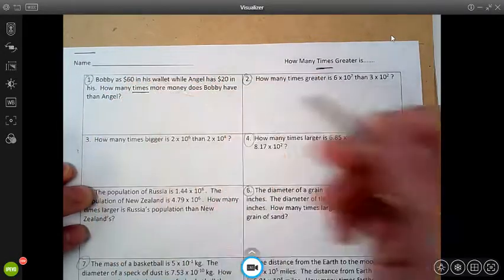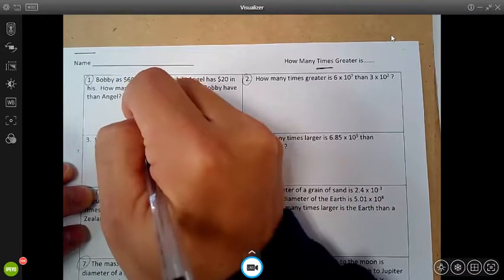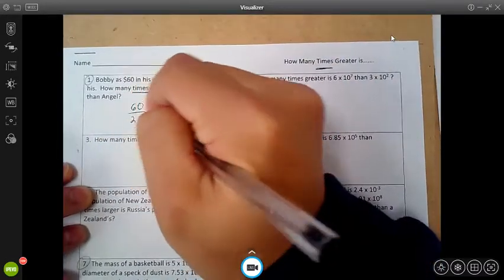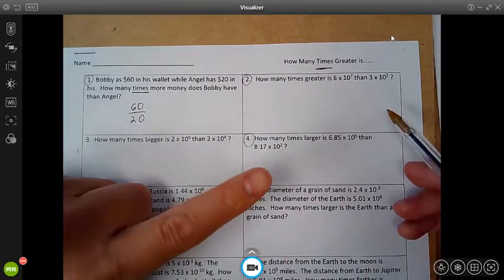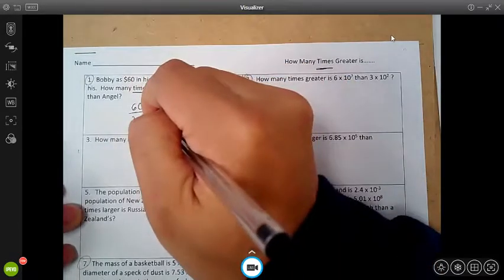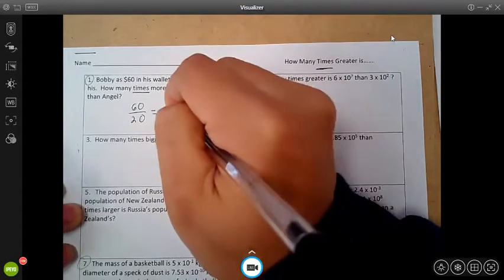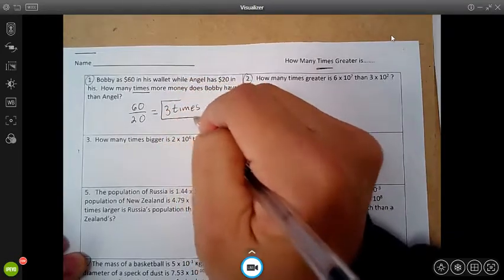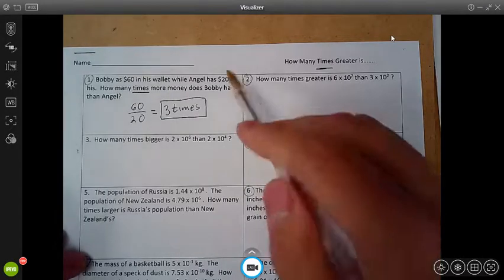The 60 is going to be the numerator. The larger amount is the numerator. So we're going to divide $60 divided by $20. 20 fits into 60 how many times? You got 20, 40, and 60. So it fits in there 3 times. So 60 divided by 20 is 3. So it's 3 times more. Bobby has 3 times more in his wallet than Angel. 20 times 3 is 60.